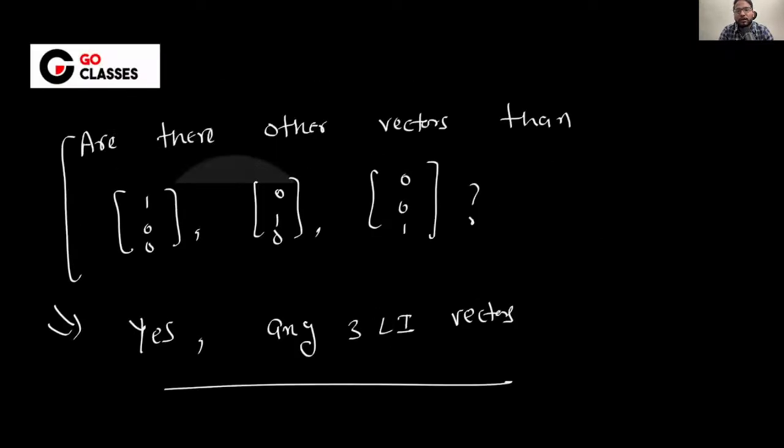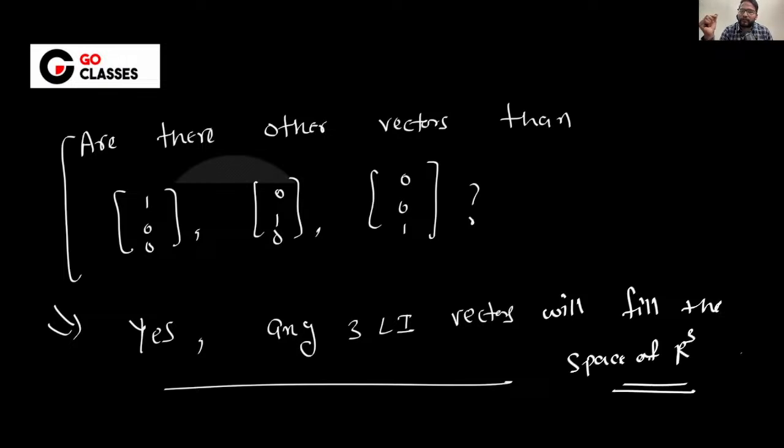Are there other sets than this? Yes, any three linearly independent vectors will fill the space of R3. Let me know if that is fine to everyone. I'm not giving you any proof for now, but I'm giving you one statement: you take any three vectors in R3 which are linearly independent, you can fill your space.